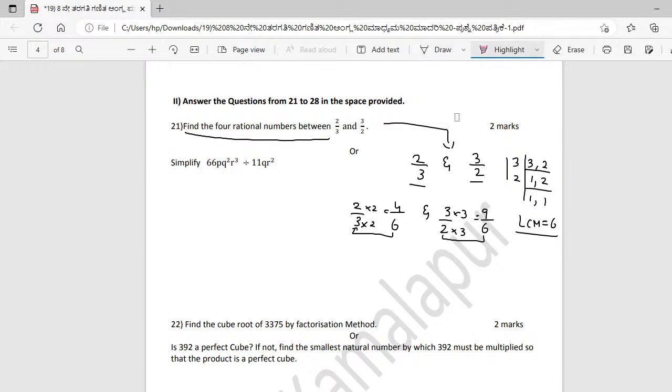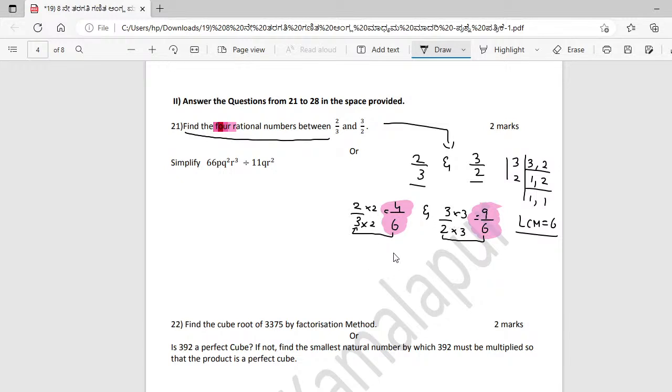That is 4 by 6 and 9 by 6, and between these two new rational numbers we need to write down how many? 4 rational numbers. So we cannot write down the 4 by 6 and 9 by 6, except these two we can write down any number between these two.